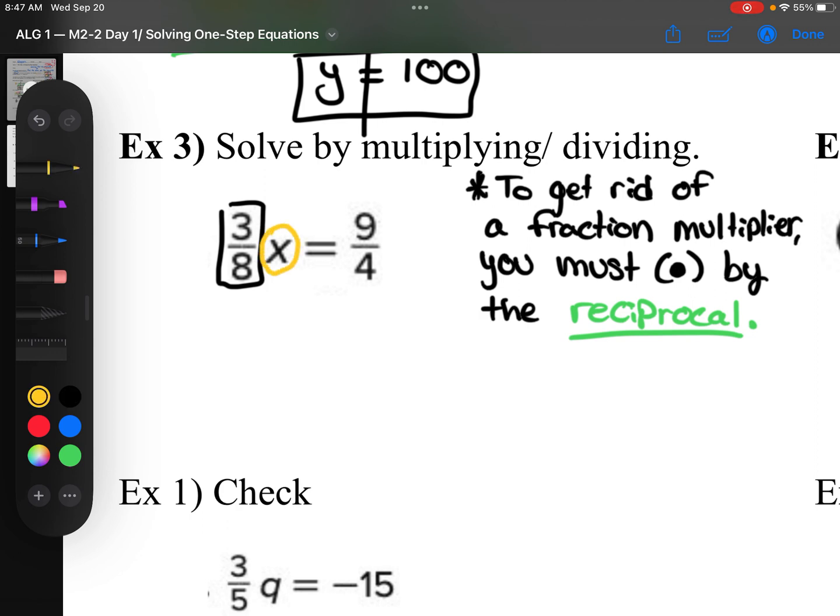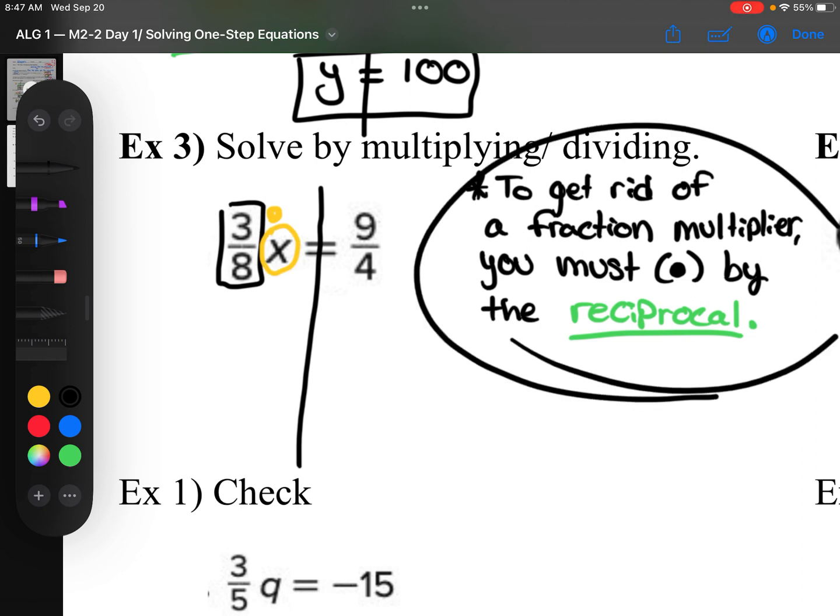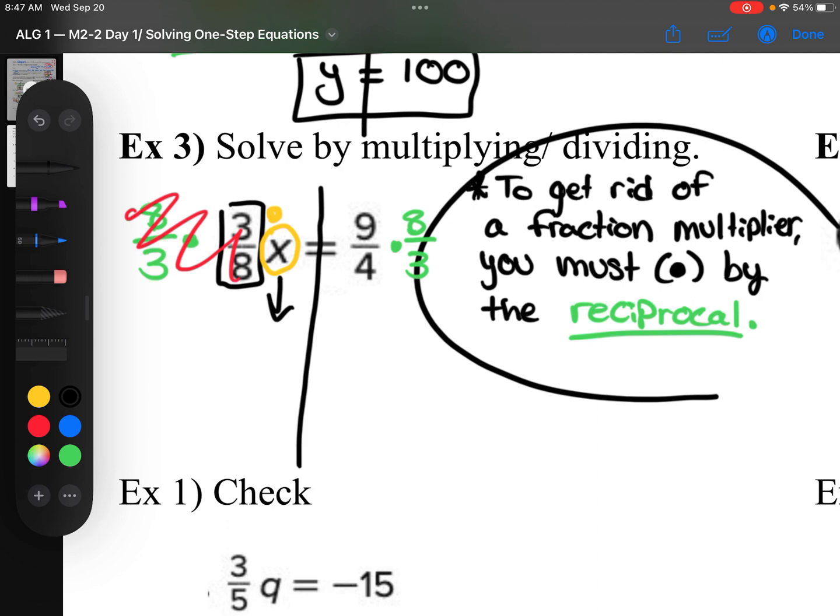Okay? So over here, I have a 3/8 right next to my letter. So if it's right next to my variable, I know it's being multiplied. Okay? So we're going to do our same step as what we did up front. I'm going to draw my line down my equation to balance it out. And I know I need to get x by itself. To do that, we must multiply by the reciprocal. What is the reciprocal of 3/8? This is easy peasy. It's just 8/3. Okay? What you do to one side, you must also do to the other side. So this is going to get rid of your fraction on the left side. Fractions are gone. You are just left with x. And on the other side, you have 9/4 times 8/3.